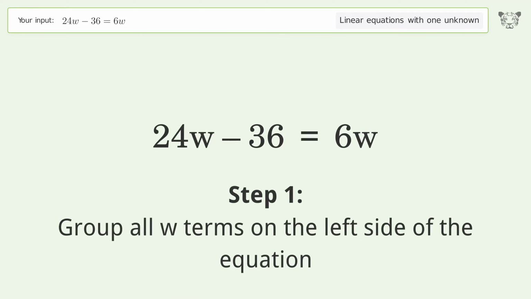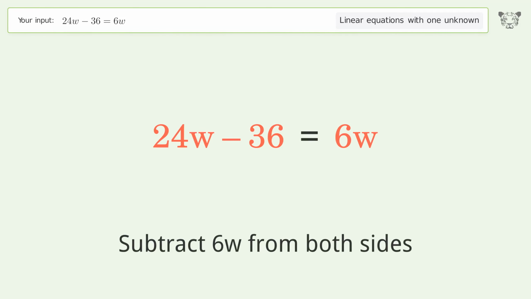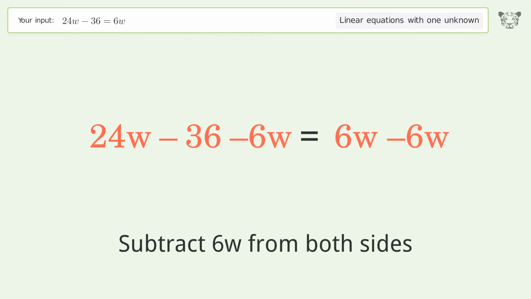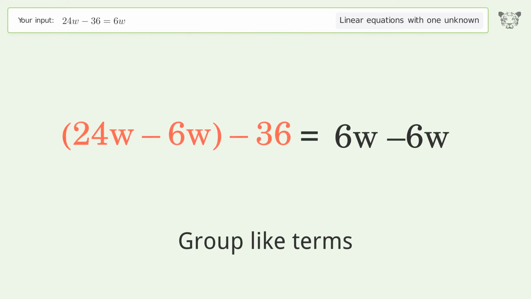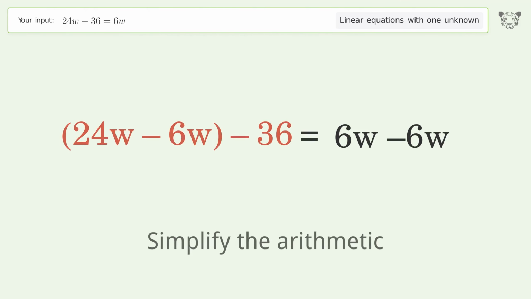Group all w terms on the left side of the equation. Subtract 6w from both sides. Group like terms. Simplify the arithmetic.